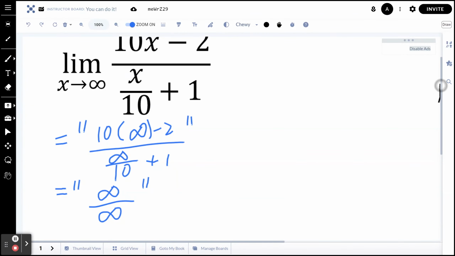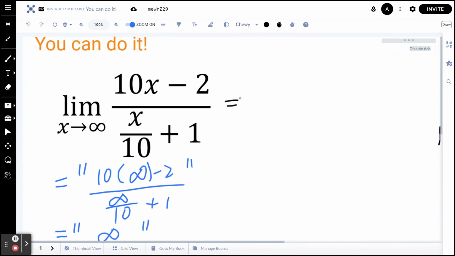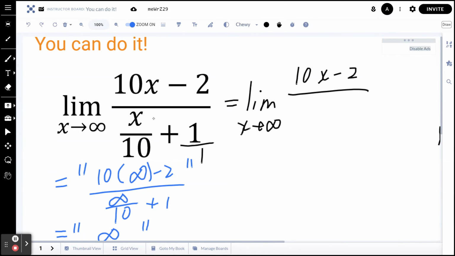So instead, what you have to do is combine this as one fraction. So this equals the limit as x is approaching infinity of 10x minus 2. If you look at the denominator, you can find the common denominator for 1 over 1 and x over 10. And the common denominator is going to be 10. So the numerator here is going to be x plus 10.